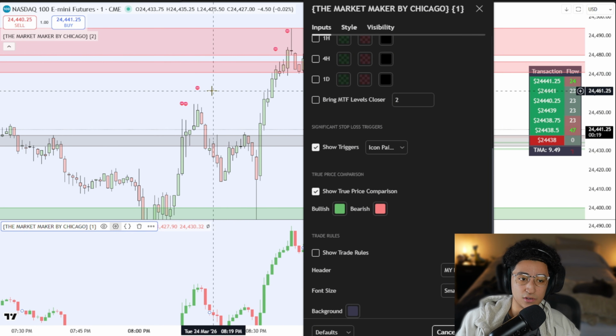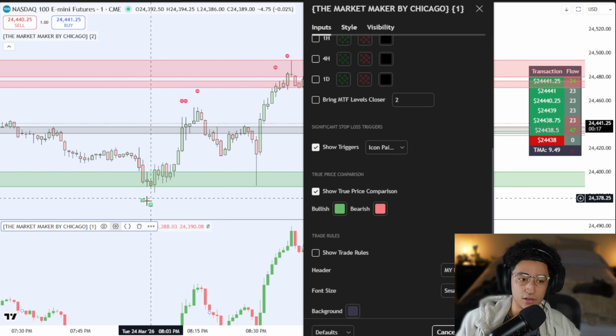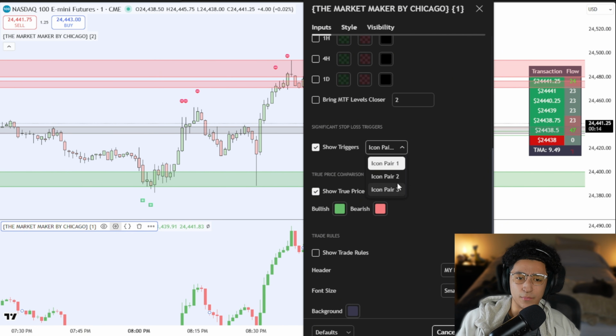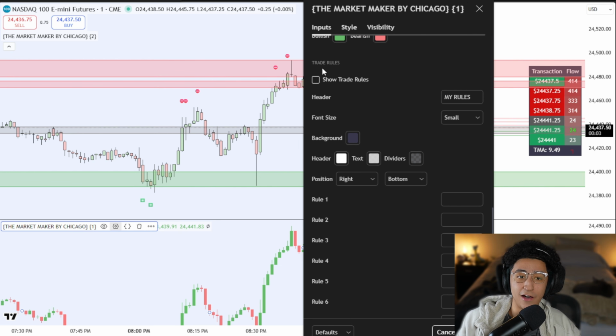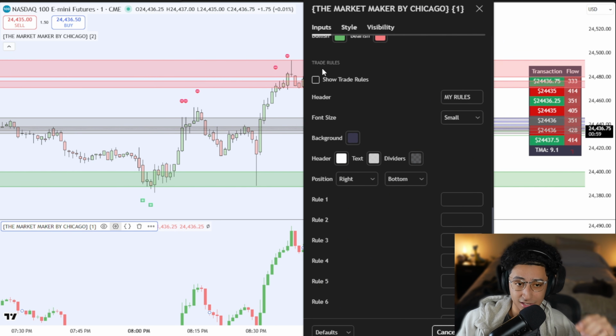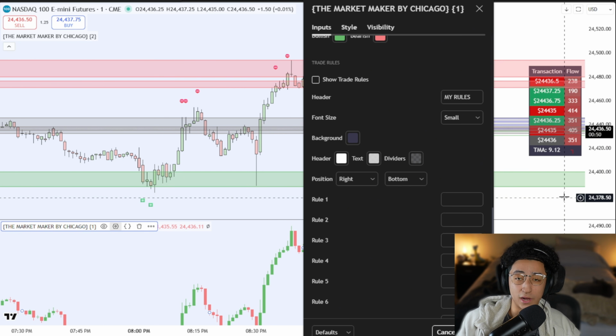Significant stop loss triggers, those are these icons, as you can see right here. They have different pairs of icons. I just use one by default. The other 2 and 3 are like caution signs and an explosion if you want to change it. True price comparison, that's what we just explained on the bottom. And then on top of that, you have the ability to hold yourself accountable. If you struggle with that, turn this on. Please, trade rules. You want to show your trade rules, and once you turn this on, excuse me, it's going to pop in the bottom right hand corner.